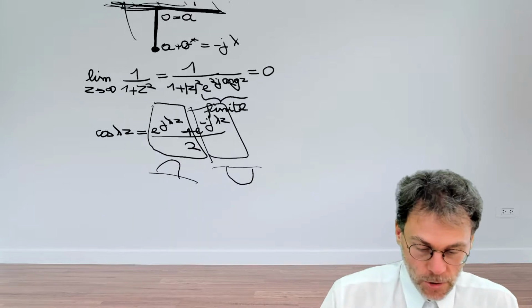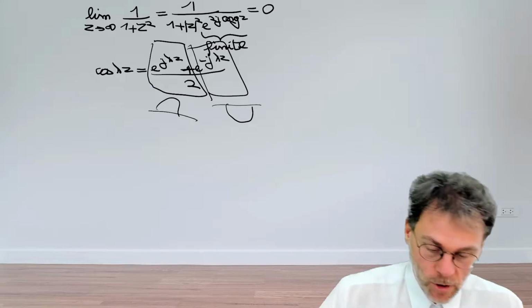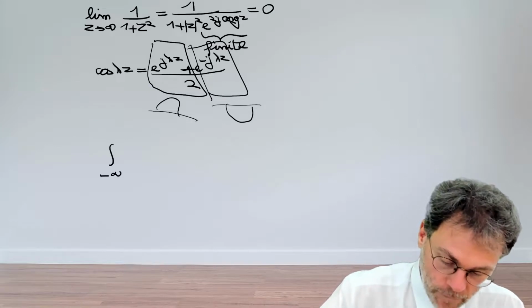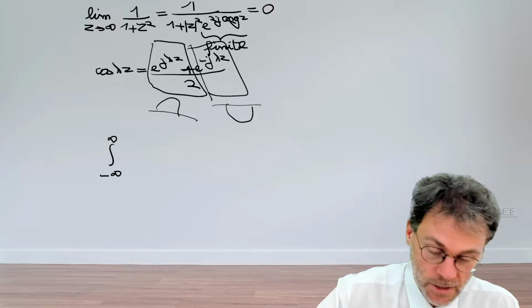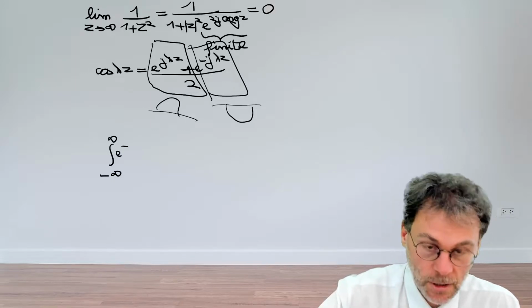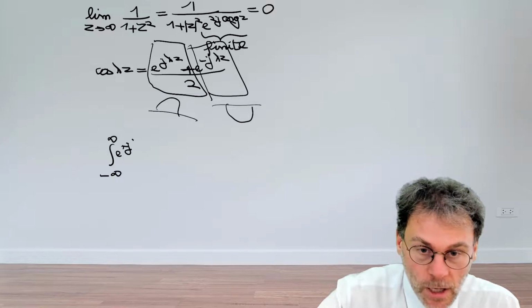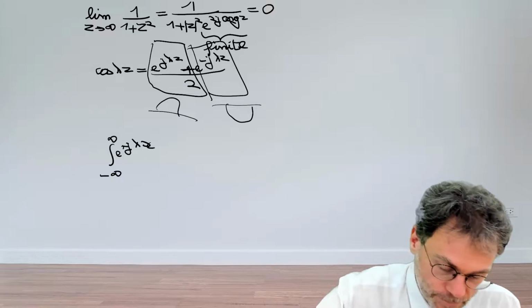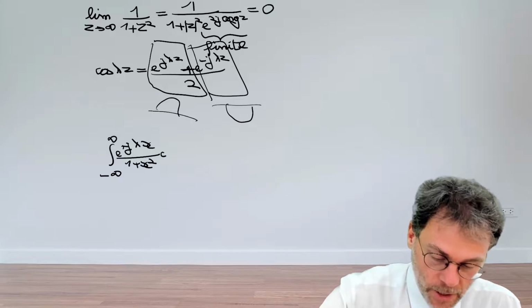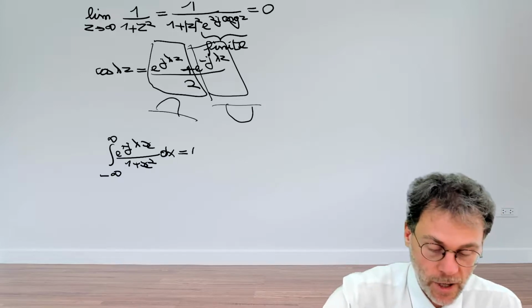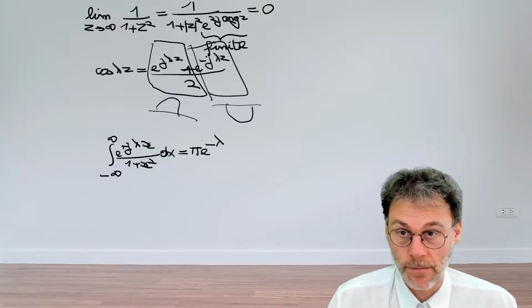So yeah, let's just write down again what's going on. If we take the limit of R going towards infinity, we have an integral from 0 towards infinity, exponential j lambda x divided by 1 plus x squared dx. And we've calculated that this is equal to pi exponential minus lambda.